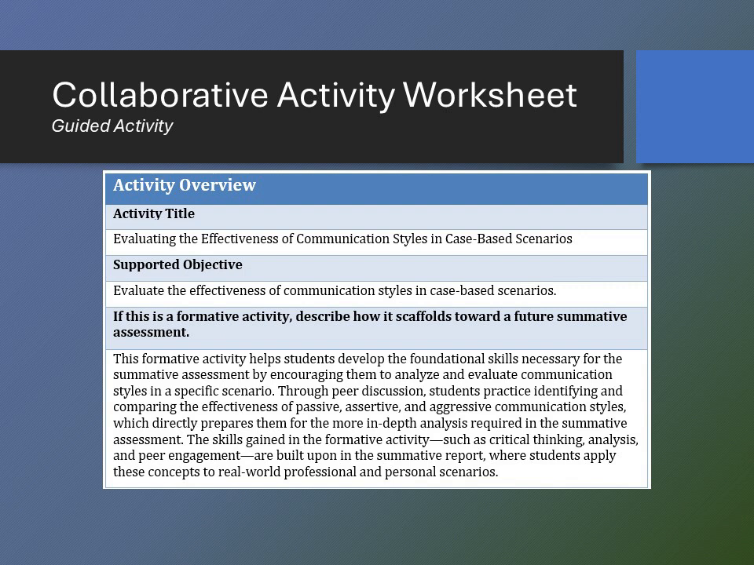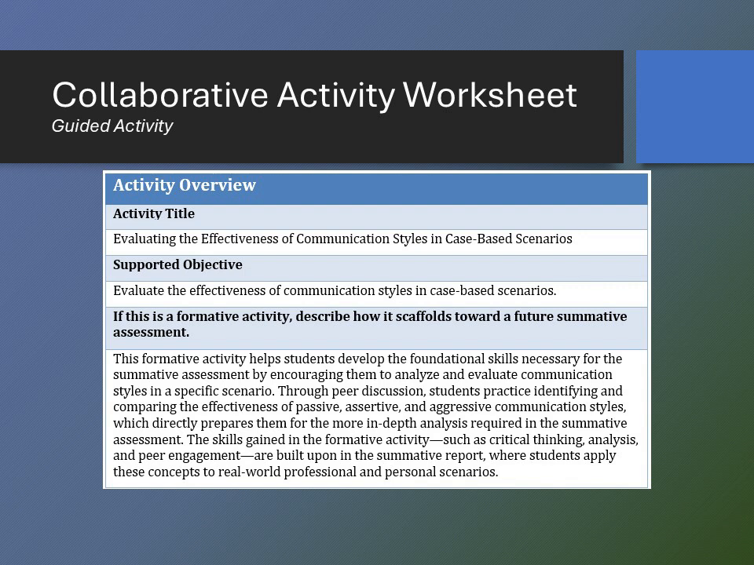Link the activity to a specific learning objective. This step ensures that the activity is purposeful and aligned with your course's goals. By making sure each activity directly supports a measurable objective, you ensure that students understand why they're engaging in the activity and how it contributes to their overall learning.